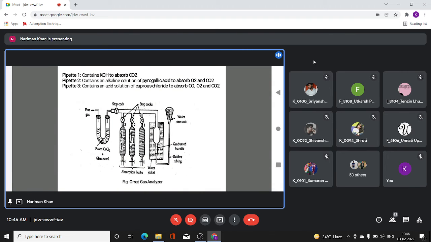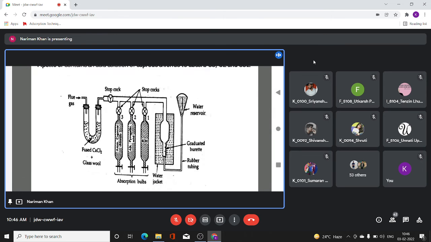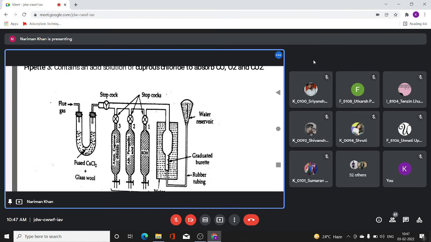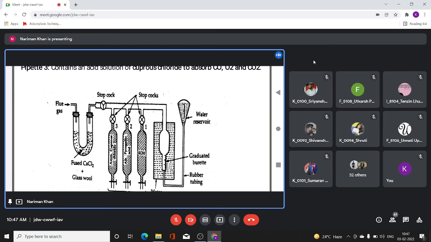Okay, let me explain the diagram only. It is not given separately. So what we do first is we allow the flue gas. See, everywhere there is a stopcock. After the fused calcium chloride tube also there is a stopcock. We can open it. Then there are 3 stopcocks present here in the burette, in each and every pipette, as you can see here, 1, 2, and 3. These stopcocks also can be opened and closed according to our requirement.